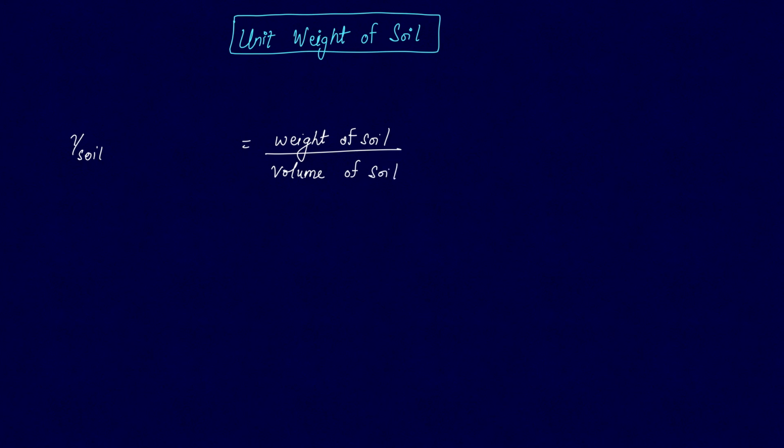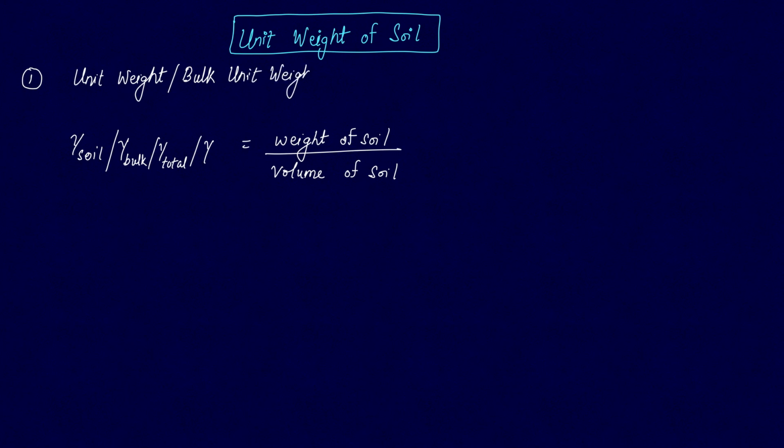It is represented either by gamma soil, or gamma bulk, or gamma total, or simply gamma. And this is actually the first type of unit weight of soil. So this is the unit weight of soil, sometimes also known as the bulk unit weight of soil, or sometimes termed the total unit weight of the soil.